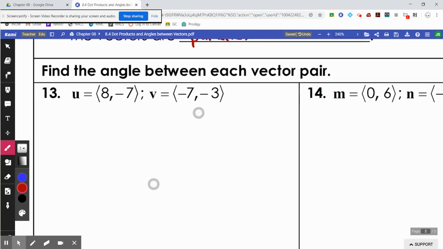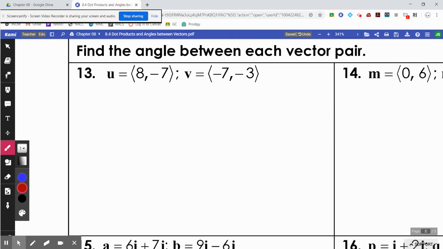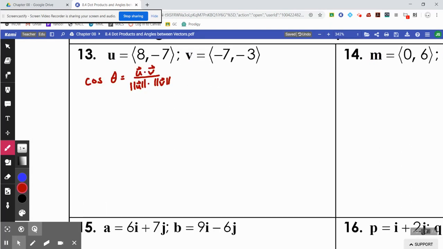So number 13, let's go ahead and use our formula and find the angle. Okay, so let's find the missing pieces of our formula. First, we're going to have to find u dot v. To find u dot v, what we're going to do is multiply 8 times negative 7, which is negative 56, plus negative 7 times negative 3, which is 21. So that's going to give me negative 35 for u dot v.